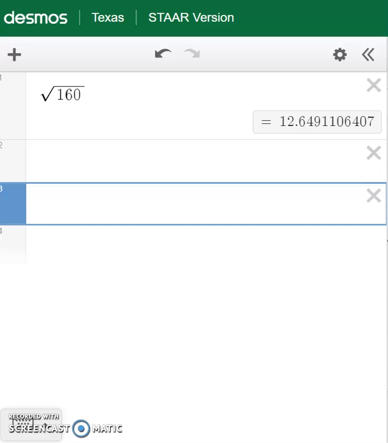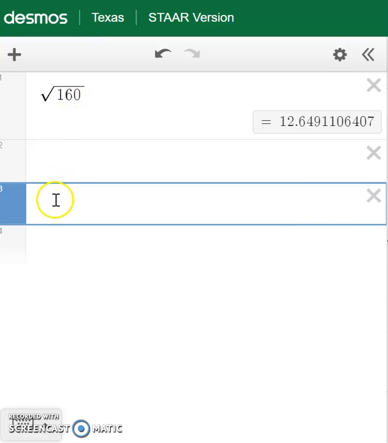Hey guys, so I'm going to show you how you can use Desmos to help you simplify radicals. So this is called a radical, anything that you have under a square root, cube root, anything under a root symbol is considered a radical. And when we say simplify, what we're doing is we're saying pull out the perfect squares and leave the rest of the stuff under the radical.